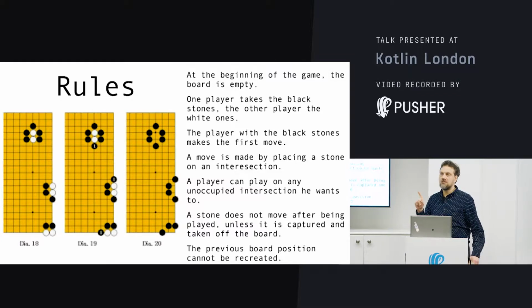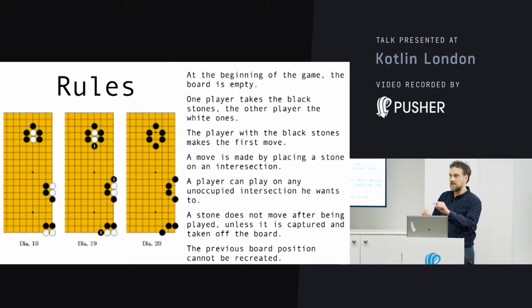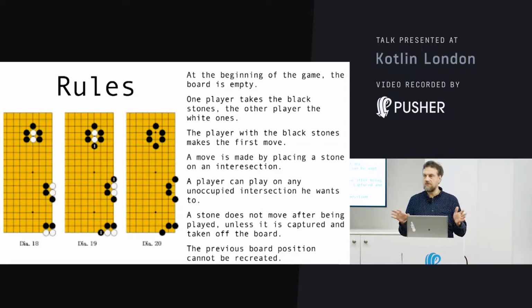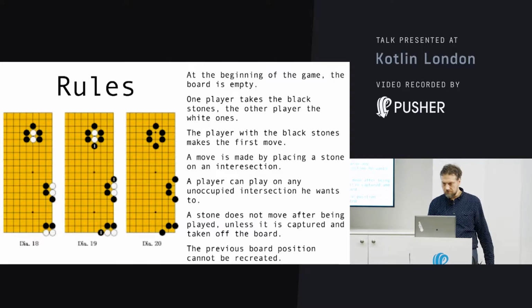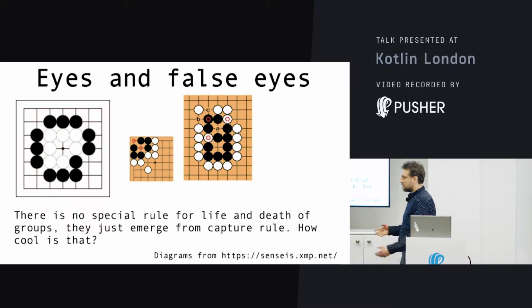Okay, there is another rule. You cannot play the same position as before. So there are some cases where you capture one stone and then the other can capture back and go back to the previous position. That is forbidden, so you cannot do that. But apart from that, these are the 2 rules. There are no other rules. But the implications are incredible. And so this is the first, just to give you an idea.